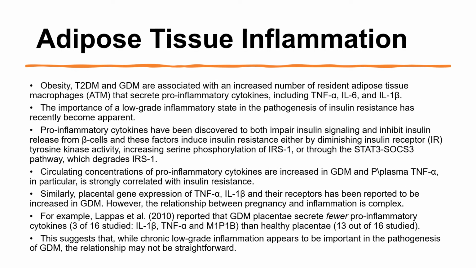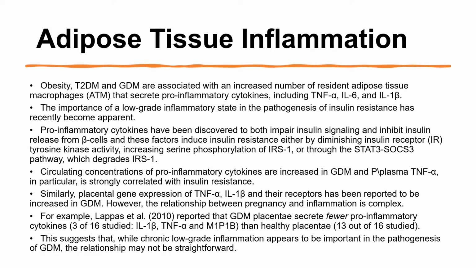Now let's discuss adipose tissue inflammation. Obesity, type 2 diabetes mellitus, and gestational diabetes mellitus are associated with an increased number of resident adipose tissue macrophages that secrete pro-inflammatory cytokines, including TNF-alpha, interleukin-6, and interleukin-1 beta. The importance of a low-grade inflammatory state in the pathogenesis of insulin resistance has recently become apparent. Pro-inflammatory cytokines have been discovered to both impair insulin signaling and inhibit insulin release from beta cells.